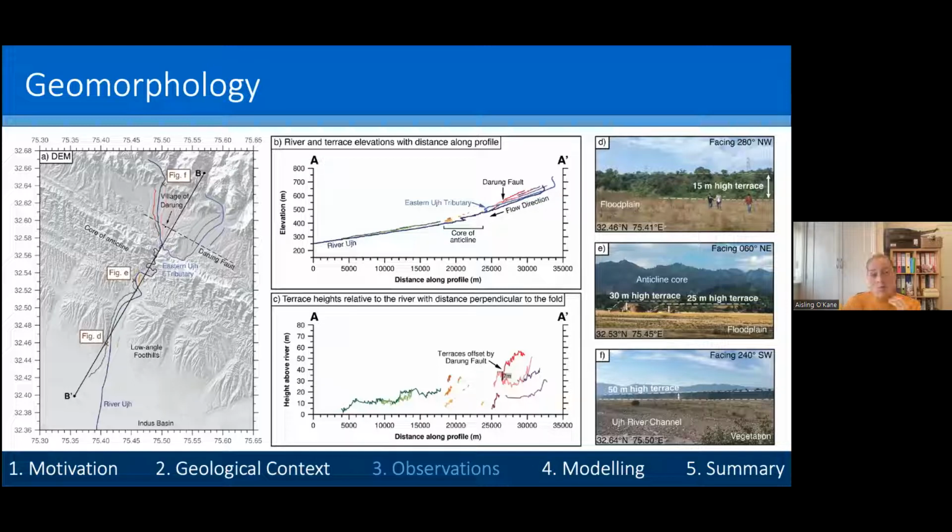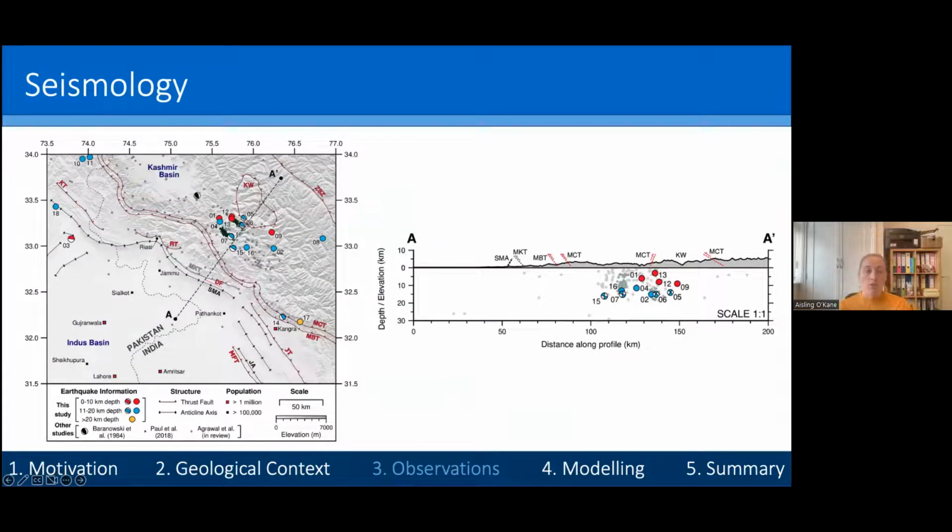The terrace height then remains roughly constant across the southern limb, with a slight increase in elevation towards the core, where we have few terraces, again because of this highly erosive landscape in the core. On the northern limb, the terraces increase in height with distance along the profile, which implies increasing uplift rates to the northeast. From the geomorphology overall, we think that this constant terrace height across the southern limb implies that the uplift isn't due to folding, but instead due to a single planar fault at depth. So that's what we determined from the geomorphology.